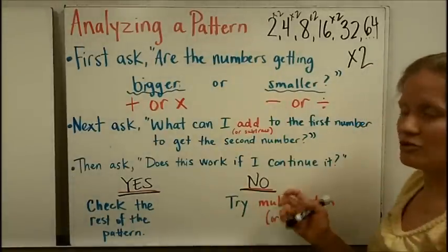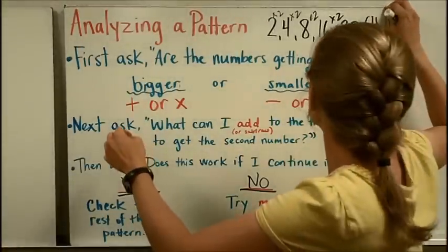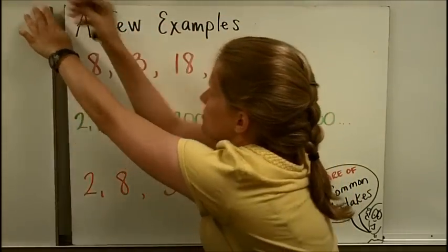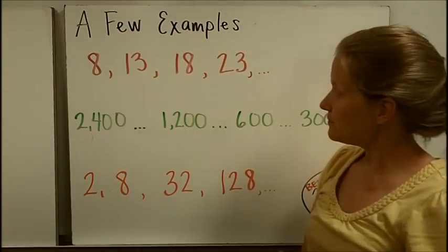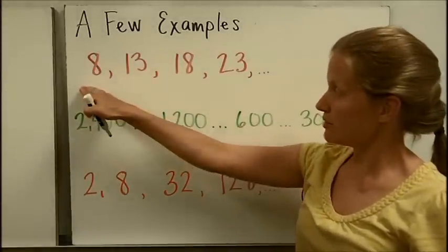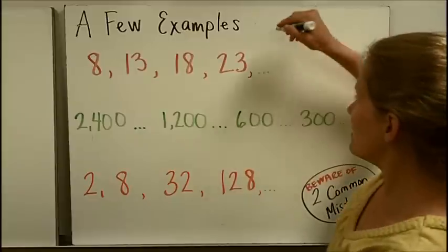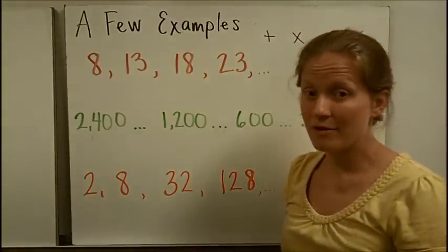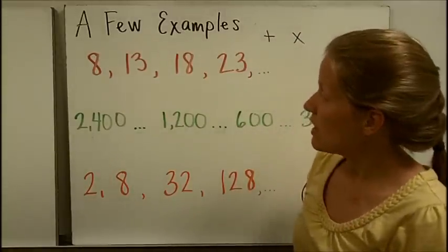So these are the questions you should ask yourself as you analyze some patterns. Let's use those questions to analyze these examples. So first thing I want to know, is the pattern getting bigger or smaller? The numbers are getting bigger as I read left to right, so this has to be an addition or multiplication pattern. So I'm going to try addition first.